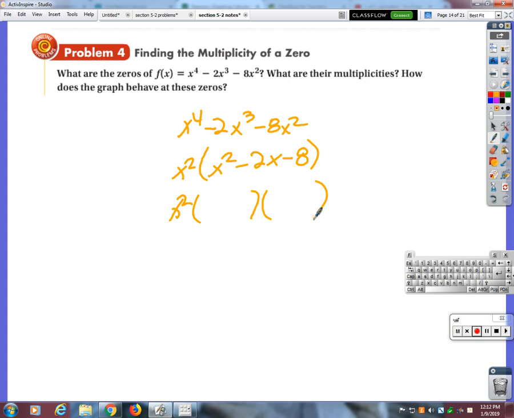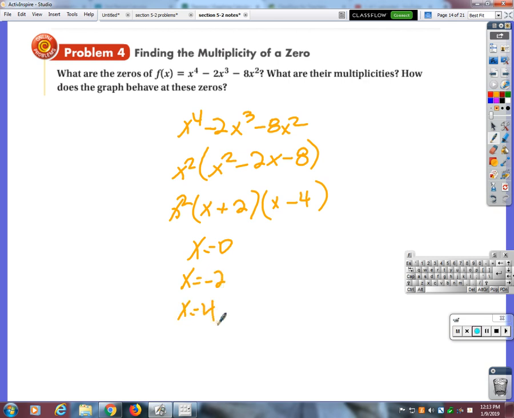Chris? x plus 2 and x minus 4. Good. Okay, so now we have it completely factored. So what are the three zeros? 0, negative 2, and positive 4.